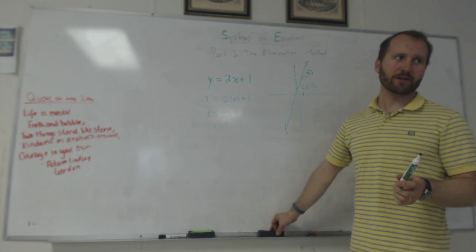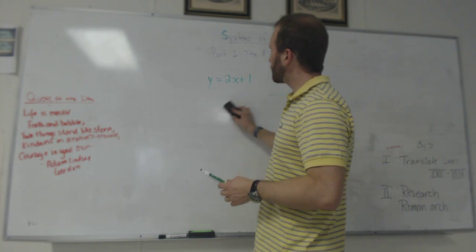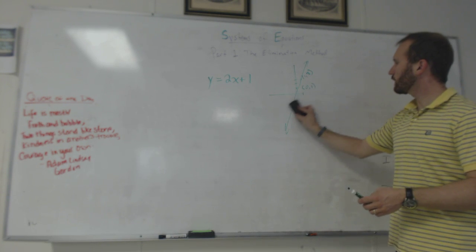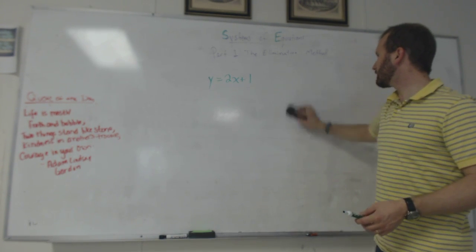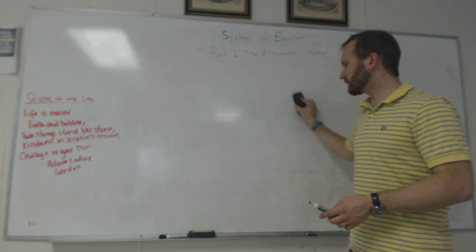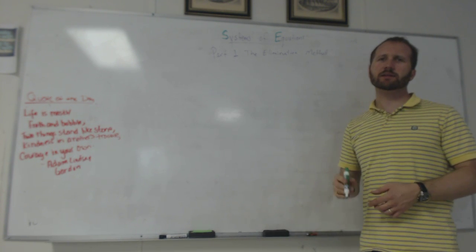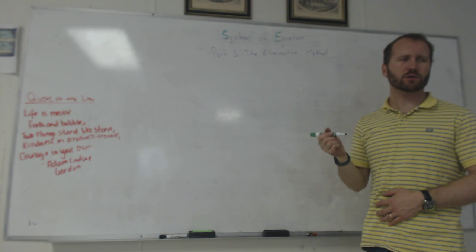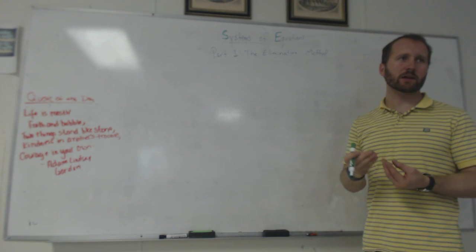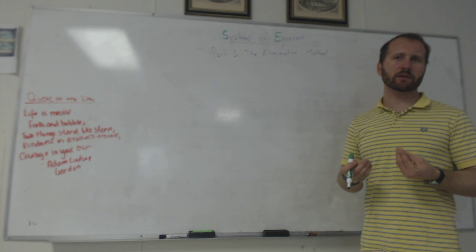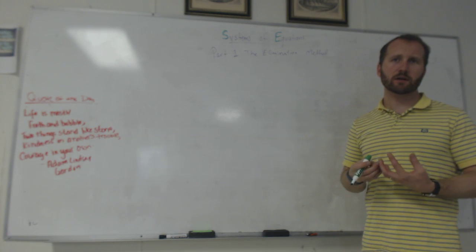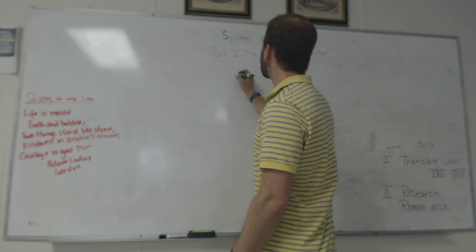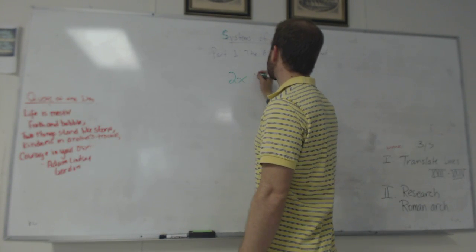Okay? So today we're going to learn about something called systems of equations. A system of equations is something that's going to allow me to solve two equations at the same time. Some people also call these simultaneous equations because we're solving two equations at the same time. For today, all of them are going to look like this.